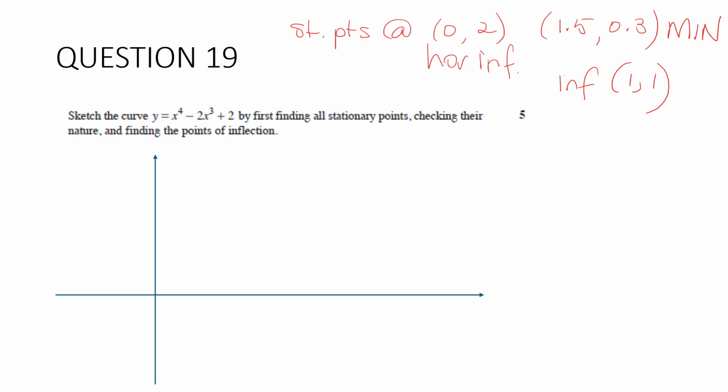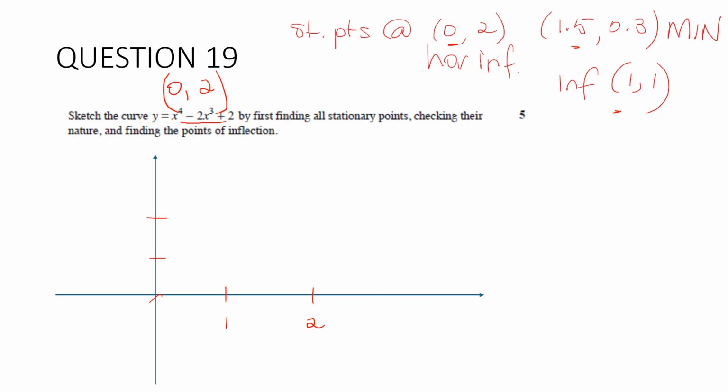We're ready to sketch. Now notice how it doesn't say anything about x-intercepts, so we don't need to worry about it. We do have a y-intercept though at (0, 2), so we should put that one in. So we're going to need to look at 0, 1, and 1.5. So we've got (0, 1, 2). And we've got a horizontal inflection at (0, 2).